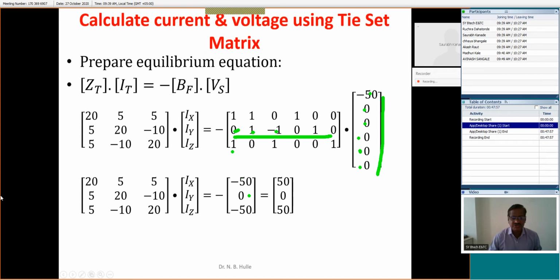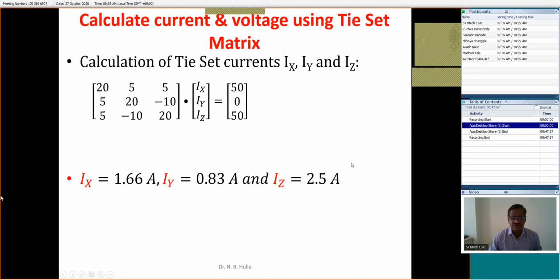Finally, this value is 1 into this minus 50 is minus 50, plus this into this 0, plus this into this 0, plus this into this 0, then this 1 into the 0 is 0. Its value is minus 50. This is minus 50, 0 and minus 50. If we are multiplying by this minus sign, this will be plus 50, 0 and plus 50. This is the multiplication of these two matrices, Bf into Vs. This multiplication is this much, that is 50, 0 and 50.